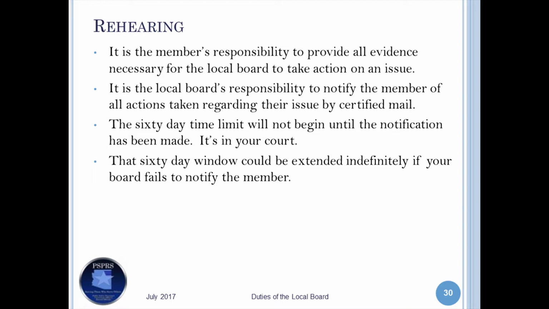Okay? It is the local board's responsibility to notify the member of all actions by certified mail. The 60-day time limit will not begin until the notification is made, and the 60-day window could be extended indefinitely if your board fails to notify the member. In other words, the member has rights to know what the board has decided. That's basically what we're talking about here.